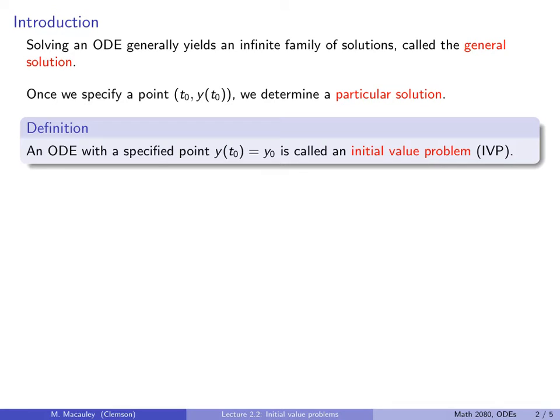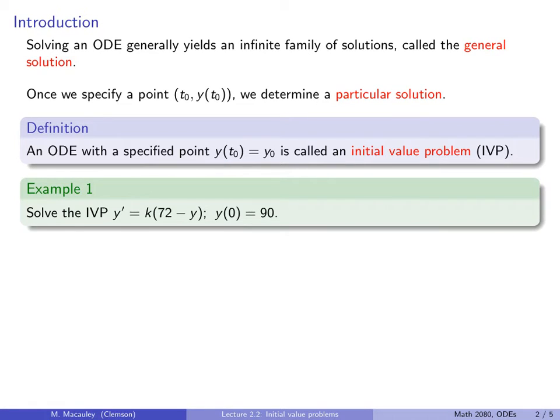So as a definition, when we have a first order ODE with a specified point like this, that is called an initial value problem. And the solution to that is a particular solution to this initial value problem.